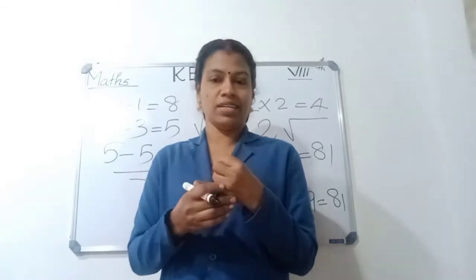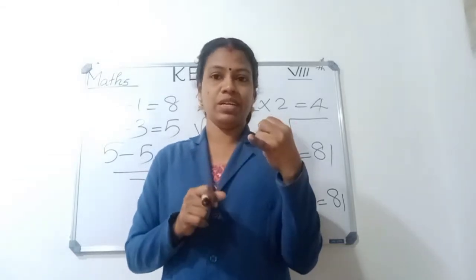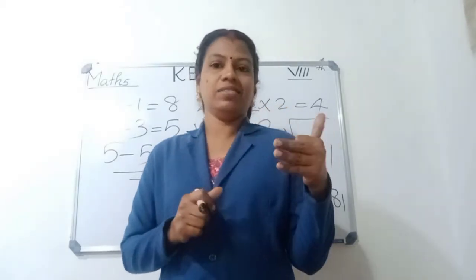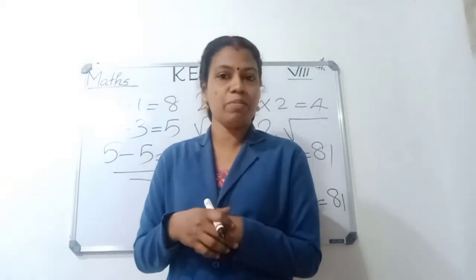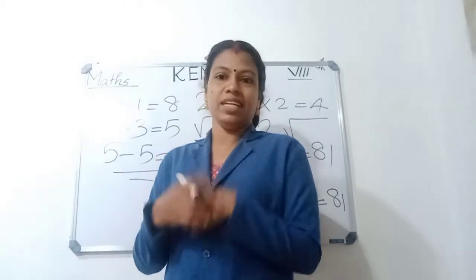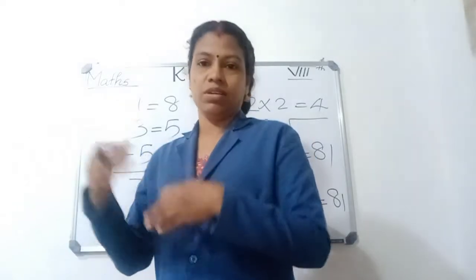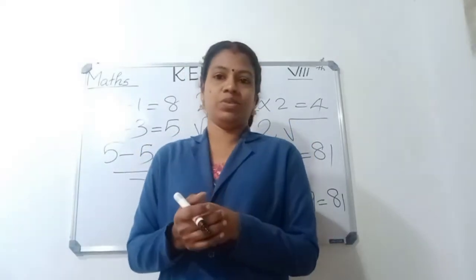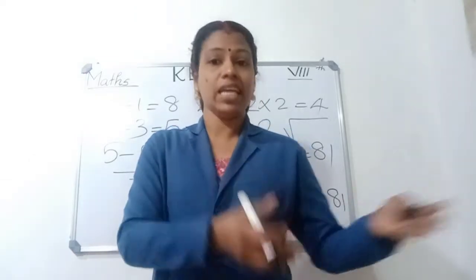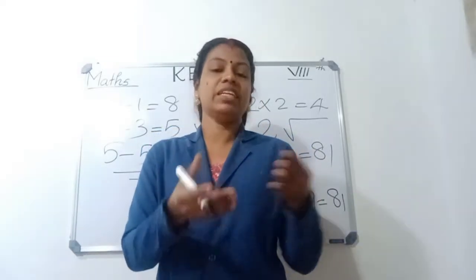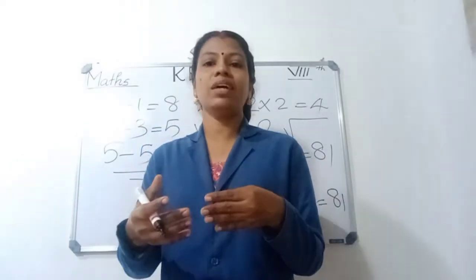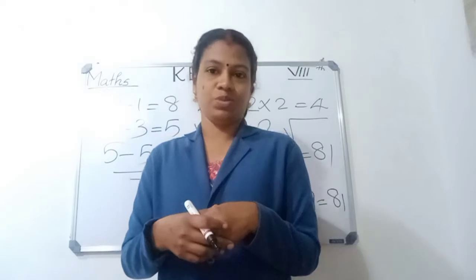Divisibility rule of 2, 3, 4, 5, 9, etc. Do you remember it? Yes. How will you choose the divisor? That is, what is the divisibility rule of 2? The number ends with an even number. If the dividend ends with an even number, the number is divisible by 2.